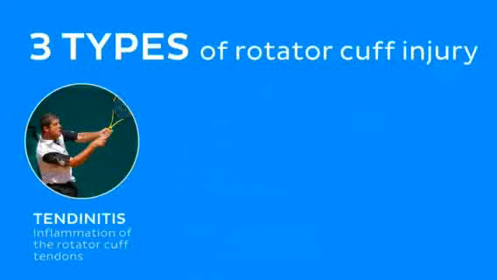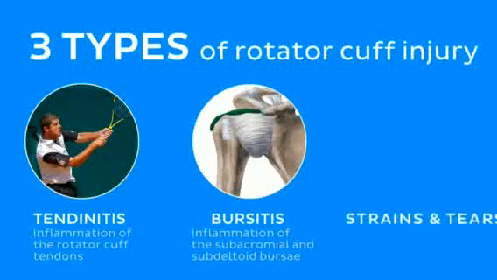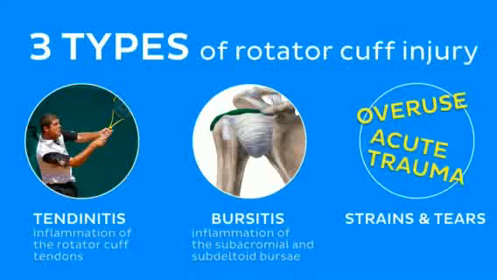Tennis players and painters are commonly affected in this way and typically experience a consistent dull aching pain around the shoulder joint. The second type is bursitis, which involves inflammation of the subacromial and subdeltoid bursae. And finally, we have strains and tears of the rotator cuff, which are caused by overuse or acute trauma to the shoulder joint. The tendons of the rotator cuff muscles may be overstretched or torn, partially or completely.